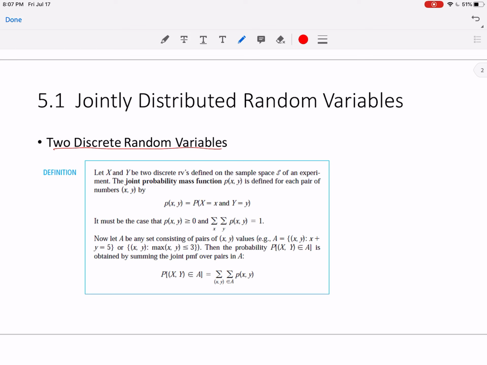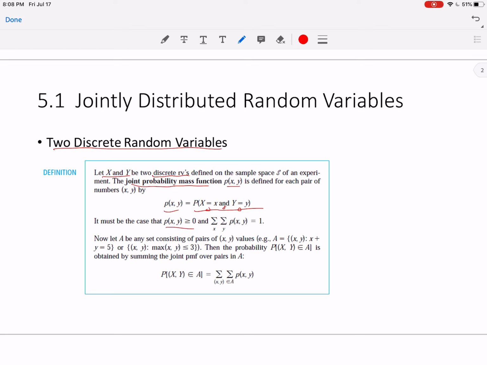So, definition: let X and Y be two discrete random variables defined on the sample space S of an experiment. The joint probability mass function p(x,y) is defined for each pair of numbers x and y by p(x,y) = the probability that X = x and Y = y. So it must be the case that p(x,y) is greater than or equal to 0, and the sum of the joint probability mass function over both x and y is equal to 1.